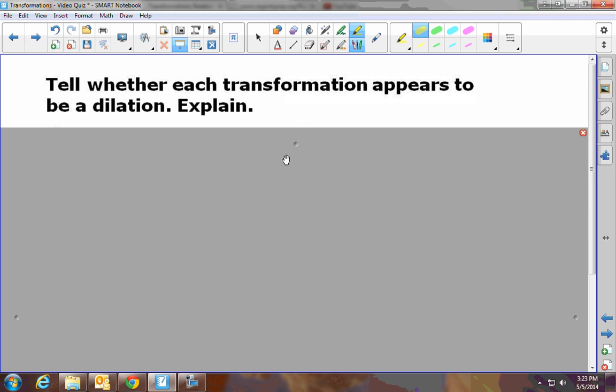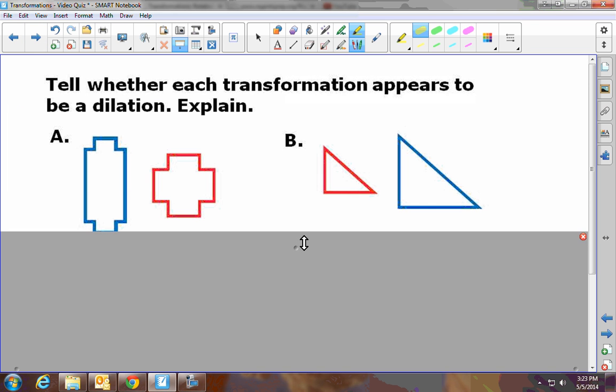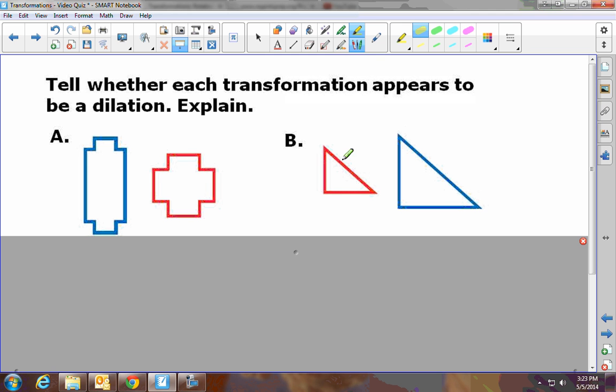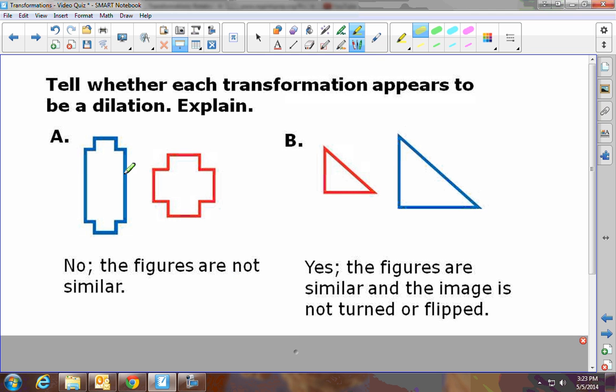Pause and copy this. Here's some examples. Which one is a dilation? This one or this one? Hopefully you answered B. Okay, these figures are not similar. This one looks like a stretched version of this one. It's not the same shape. However, here, same shape, different size. This one is actually an enlargement.